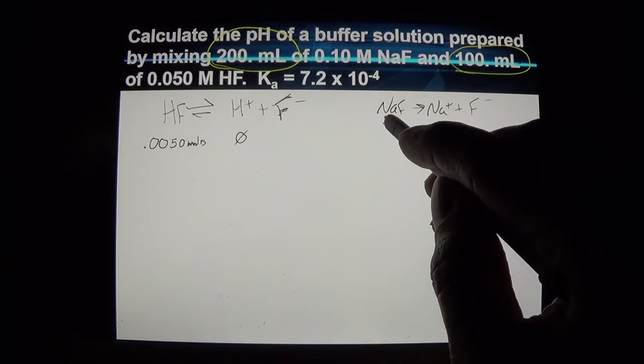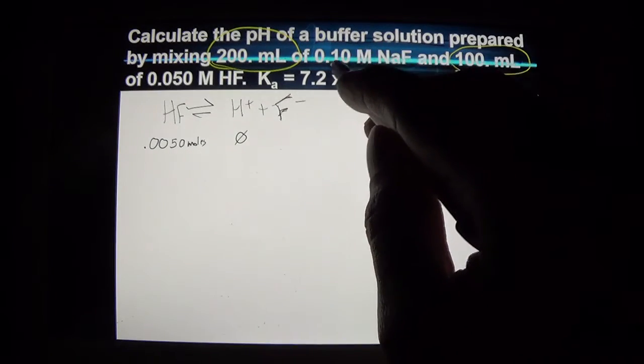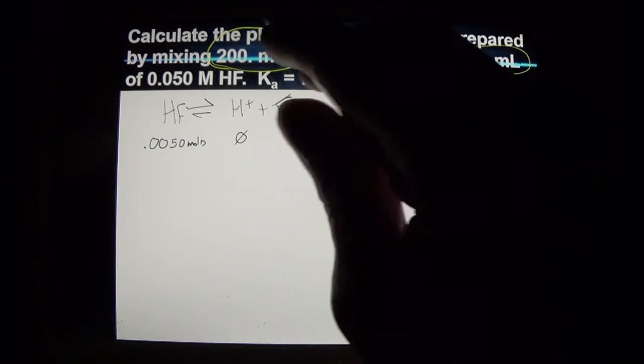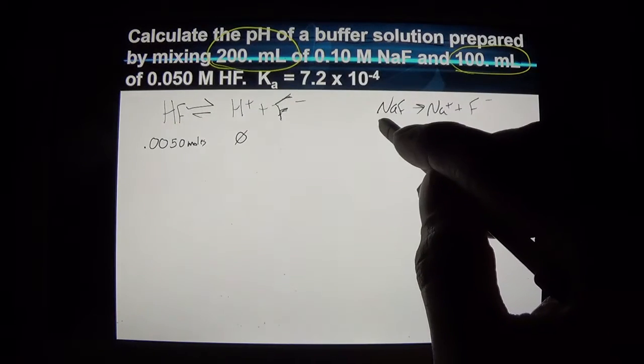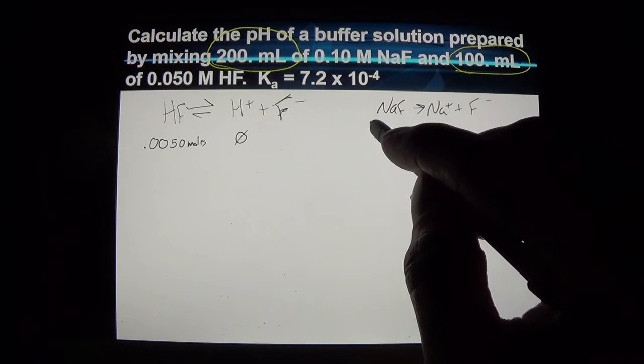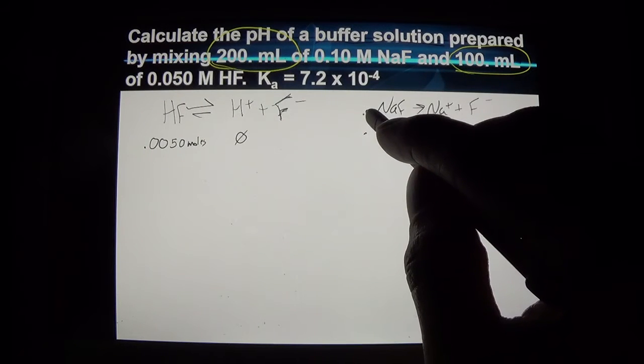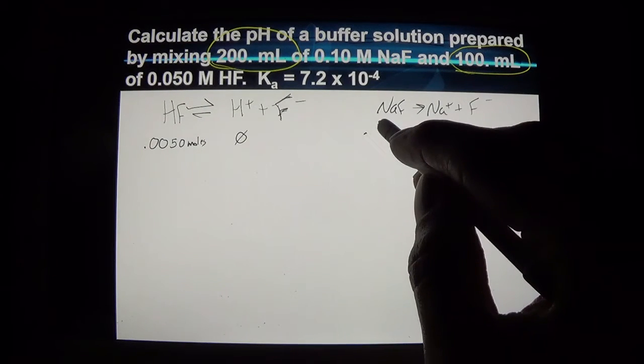Now over here, it's a 1-to-1 ratio, but I'm going to take my 200 milliliters of my 0.1 molar, so molarity times volume divided by 1,000 to convert to liters, and I see that I get, and again I'm wanting to check the zeros, 0.020.